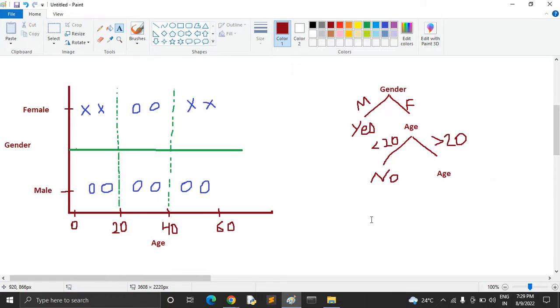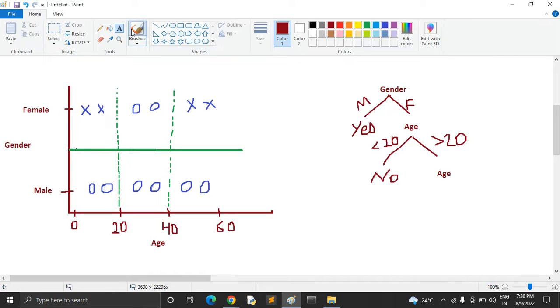So what we have done till here: if the gender is male, they will definitely like the movie. If the gender is female, the decision tree algorithm will go ahead and check the age. If the age is less than 20, they will not like the movie. If the age is greater than 20, we will again create one more decision boundary based on the age feature.